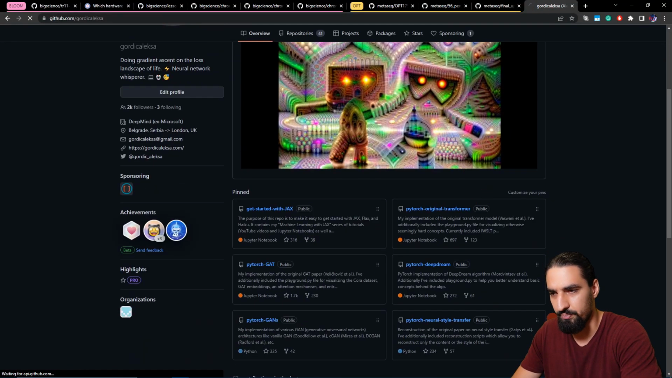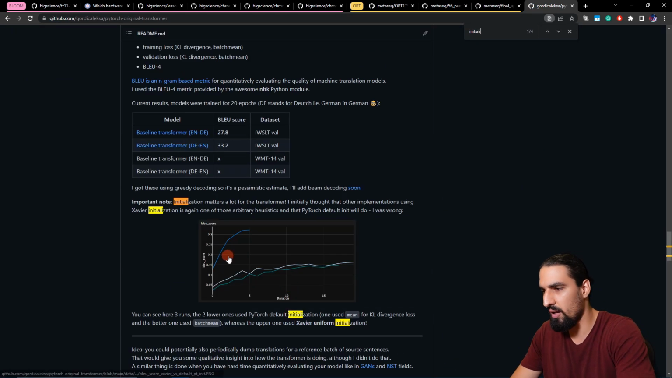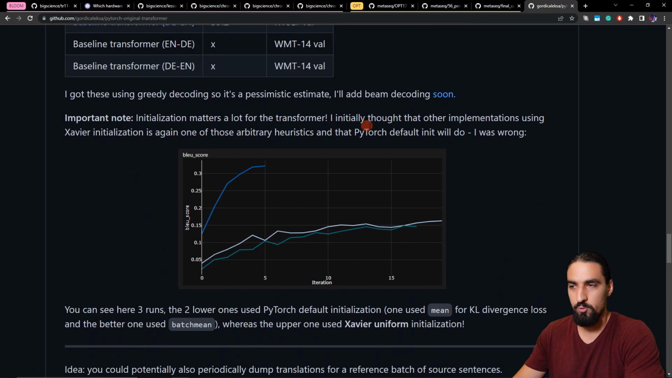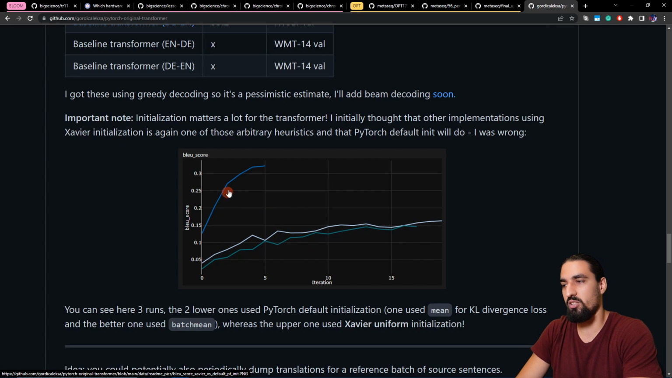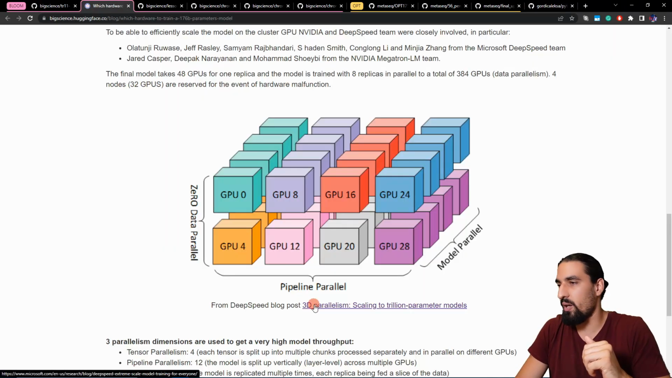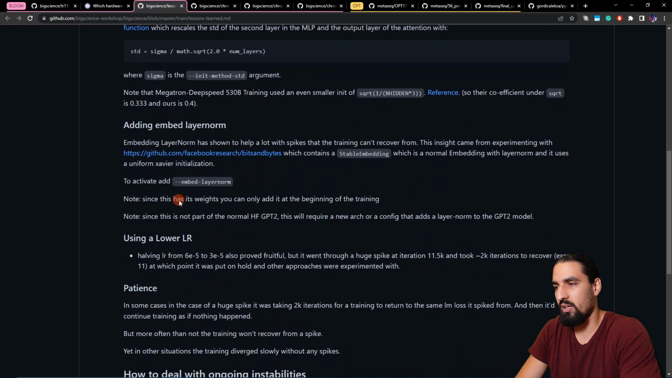So I had the original transformer implementation right here, and initialization, and so on. I remember this diagram here. So here's what I said: initialization matters a lot for transformers. I initially thought that the other implementation using Xavier initialization is again one of those arbitrary heuristics, and that PyTorch's default init will do. I was wrong. You can see here 3 curves. These two are using PyTorch's default, and this one is using the Xavier initialization. So that was the moment for me when I realized how sensitive the models are to initialization and how vital that is.